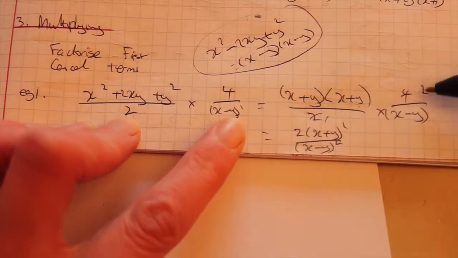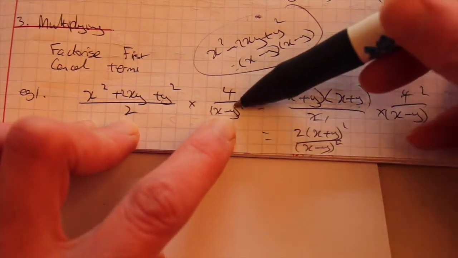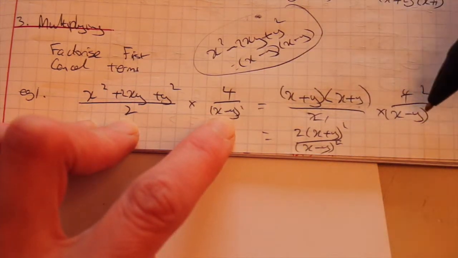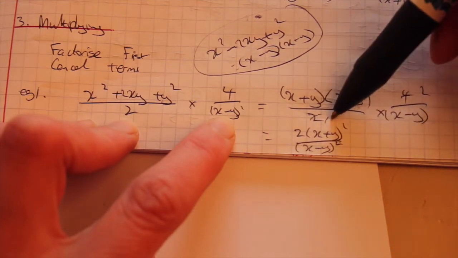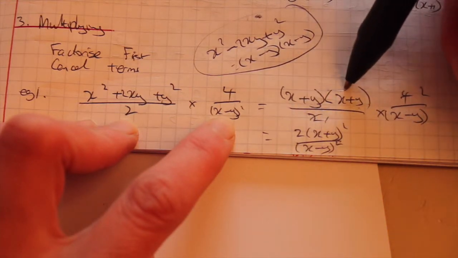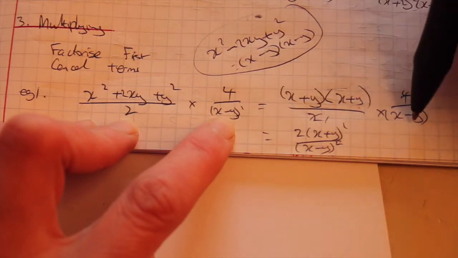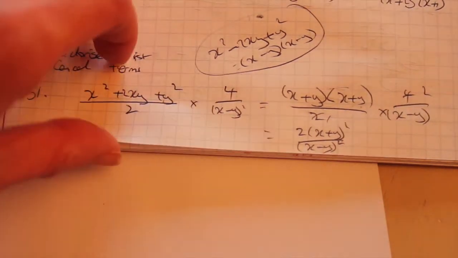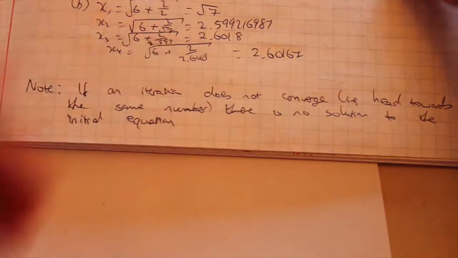2 on the bottom, 4 on the top, and that's x minus y. Nothing cancels here except for the 2 and the 4. 2 goes into 2 once, 2 goes into 4 twice, leaving you with 2 x plus y squared over x minus y. And that's your adding and subtracting ones. Oh, sorry, that's your multiplying ones.